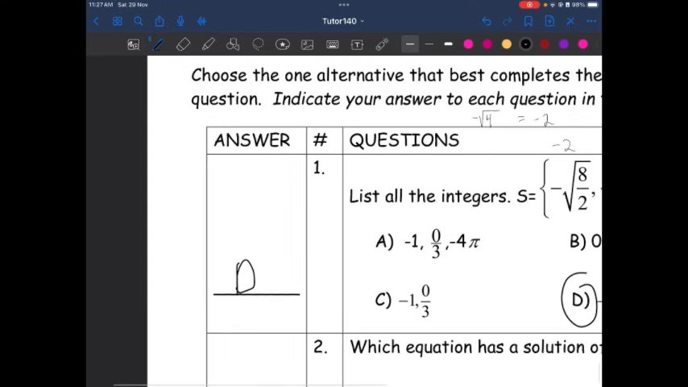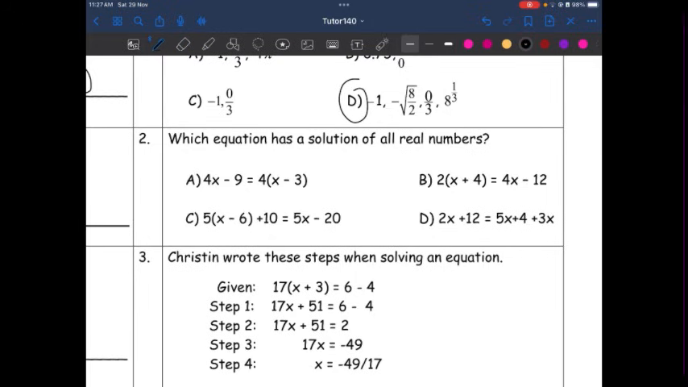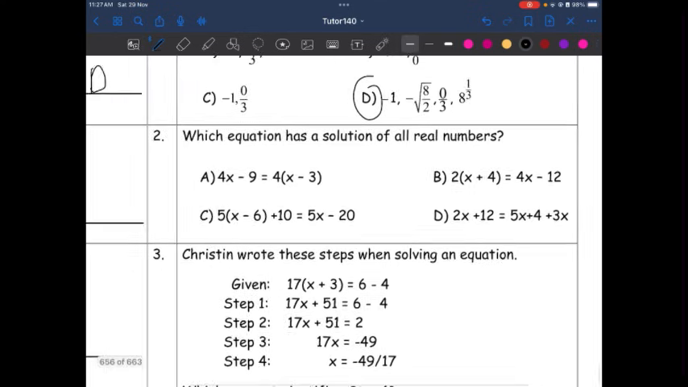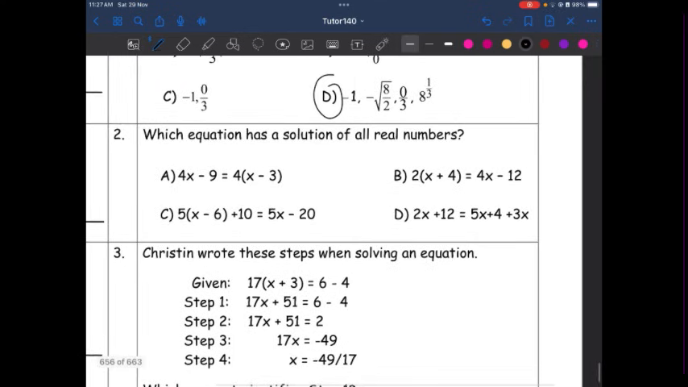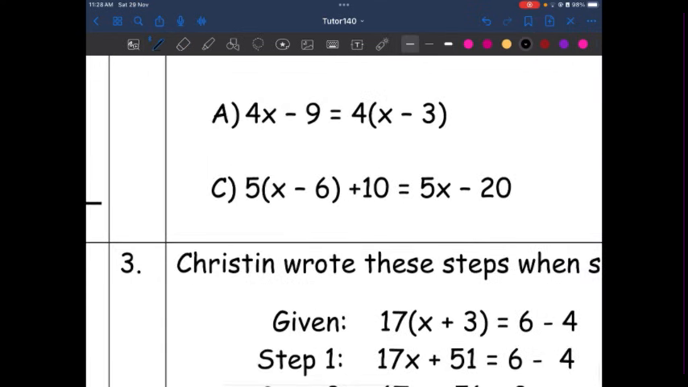Just put our answer here. Which equation has a solution of all real numbers? You get this when both sides are equal to 0. So looking at this, you have to solve it, of course, and when you get 0 equal to 0, that will be your answer. Looking at this, I would consider C, because this looks like it would give me 0 equal to 0.